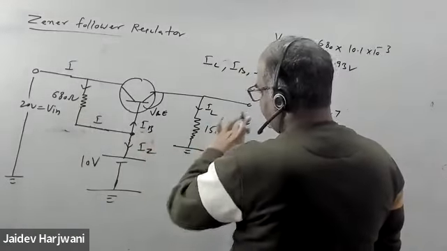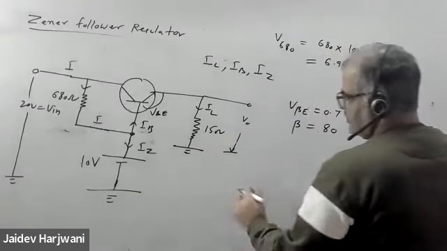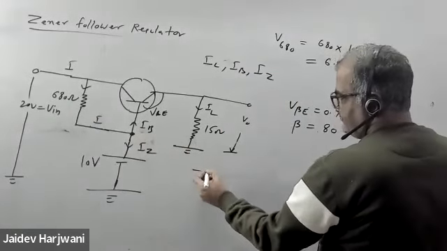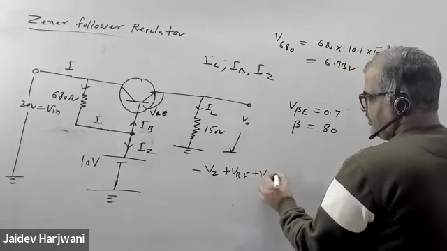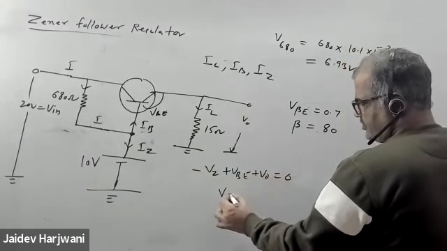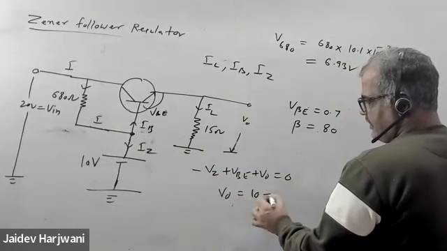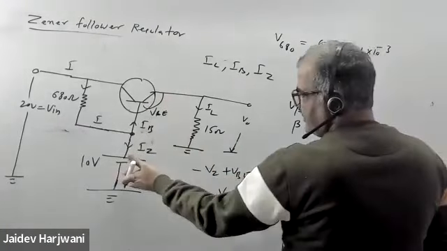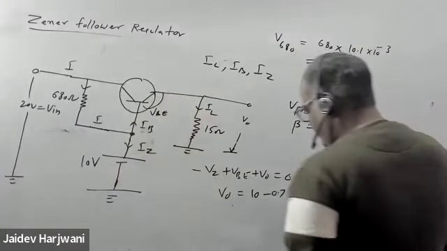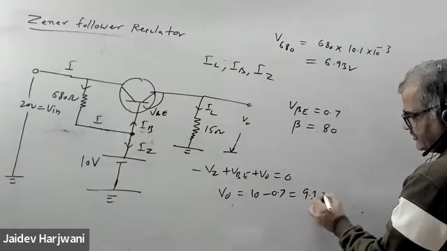So first let us find out V naught. What is V naught? In this circuit, minus VZ plus VB plus V naught equals 0. So V naught will obviously be 10 minus 0.7. It's very simple, like we have done: whenever the diode is conducting, it becomes very simple. So you have 9.3 volts.